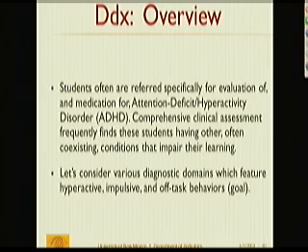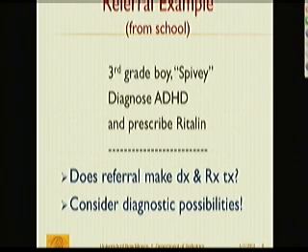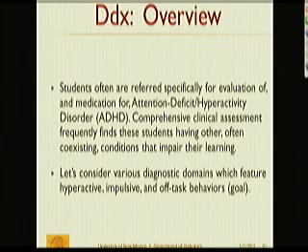So this is one of these points in the webinar where I want to emphasize that although a student is referred for a diagnosis of ADHD, they often have other impairing problems that interfere with their learning. And they may be comorbid with ADHD, or they may be something else or a combination of things with ADHD. It's known that students often are referred for an evaluation of and medication for ADHD specifically. But when we do a comprehensive clinical assessment, we frequently find that these students have other often coexisting conditions that are what impair their learning.